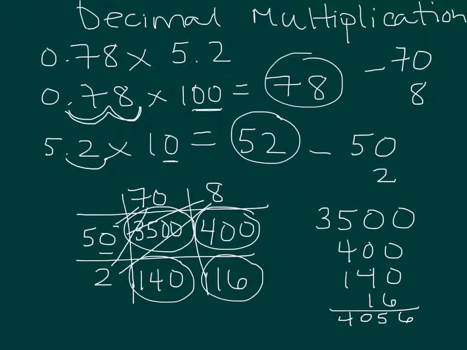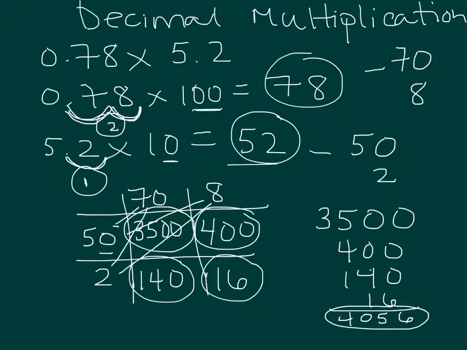Now what we have to do now is, because we've moved the decimal places over to get whole numbers, we have to change this new answer back to a decimal. So this is what we do. How many places did we move the decimal over in 78 hundredths? We moved it over 2 times. How many places did we move 5 and 2/10? We moved the decimal over 1 to get 52. We move the decimal place over 1 time. 2 plus 1 is 3.